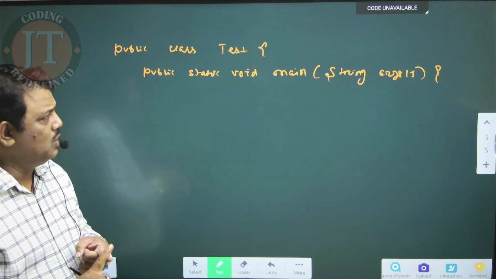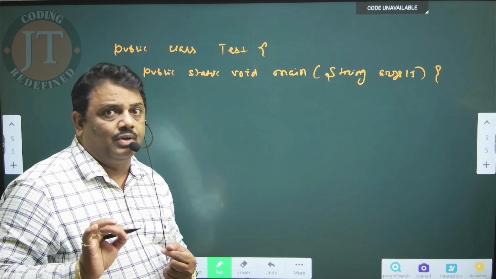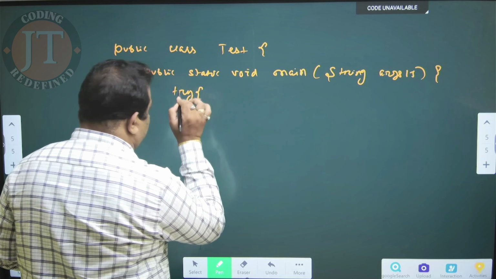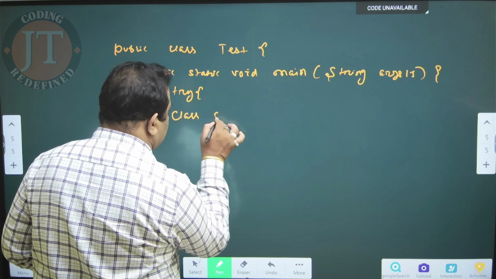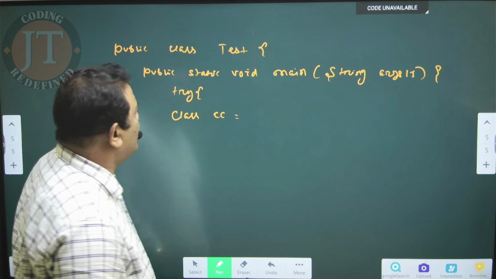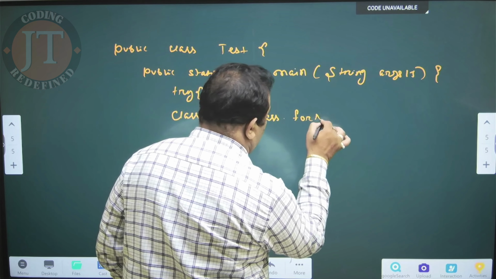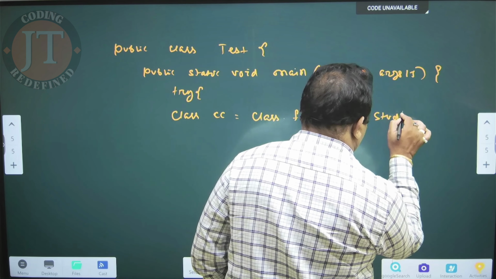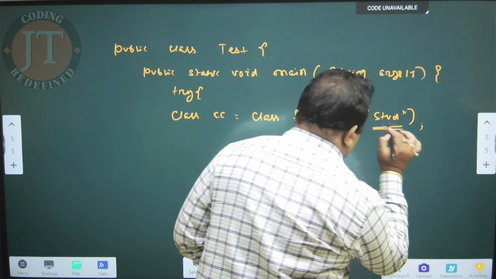Now my question is, how do I create the object in Java without the new keyword? Within main I use the try block. In the try block, what do I write? Class CC. Class is the name of the class, CC is the reference of the class. I write Class.forName and specify the class name, Start dot class.